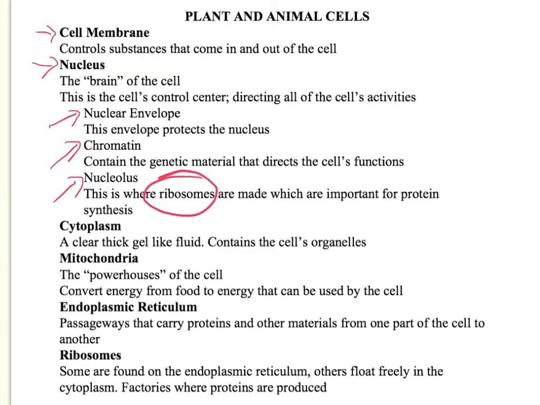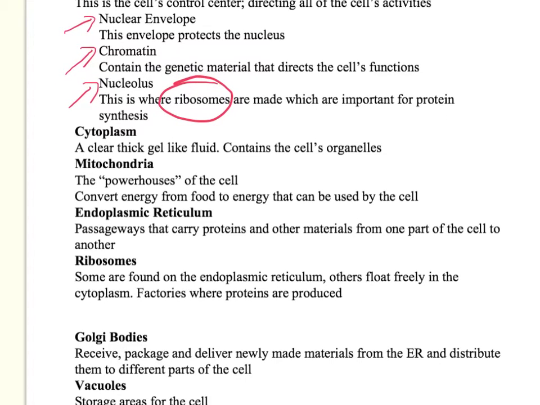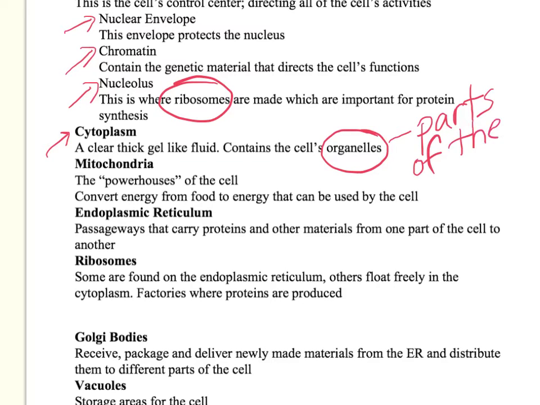So let's continue a little bit. Cytoplasm is like a gel, and it makes up everything inside the cell, and it contains all what we call organelles. I probably should have mentioned this before, but organelles are all the parts of the cell. Just like our bodies, all the parts of our body are called organs, while all the parts of a cell are called organelles.